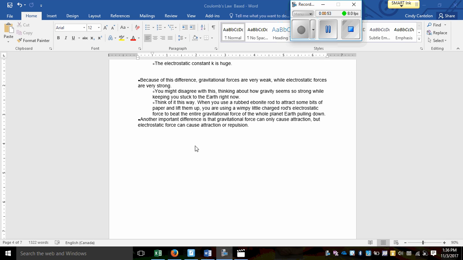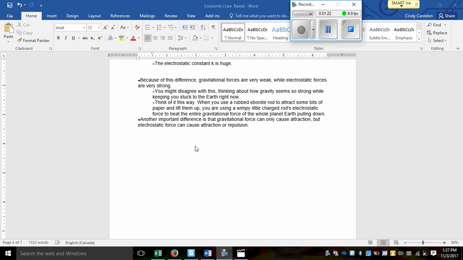And that might seem a little counterintuitive if you think about, well, I can see things falling to the ground all the time, whereas I don't really see electric charges. Think about how gravity seems so strong, keeping you stuck on the earth right now. When you use a rubbed rod to attract bits of paper and lift them up, you're using a wimpy little charged rod to beat the entire gravitational force of the whole planet Earth pulling on those pieces of paper.